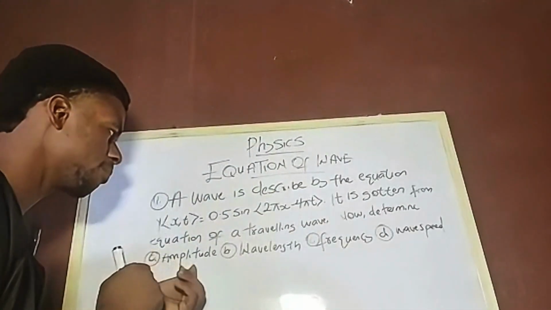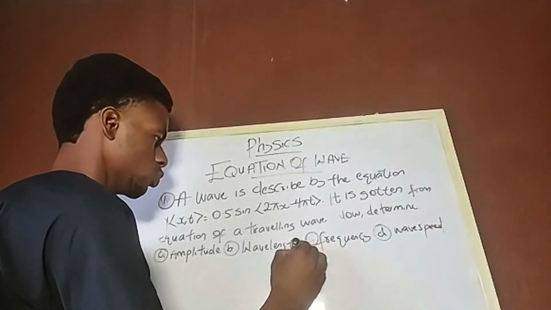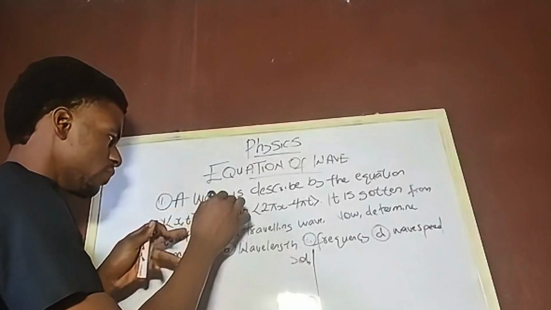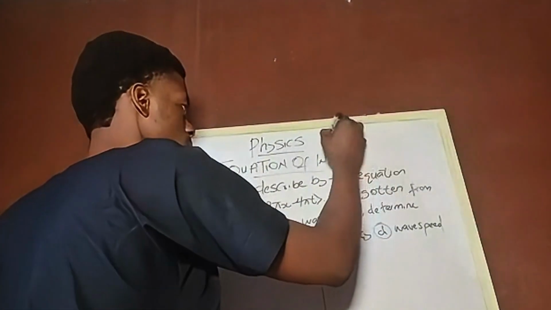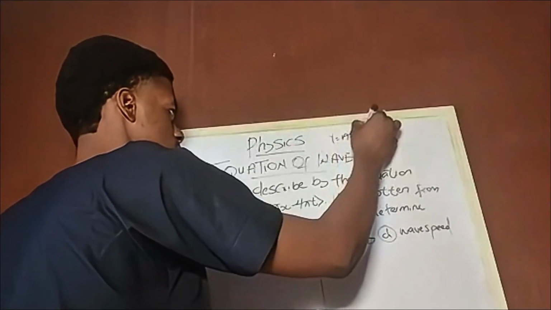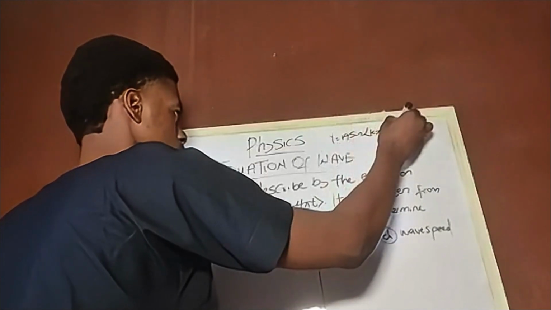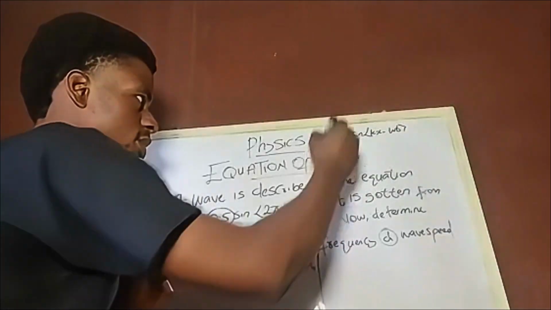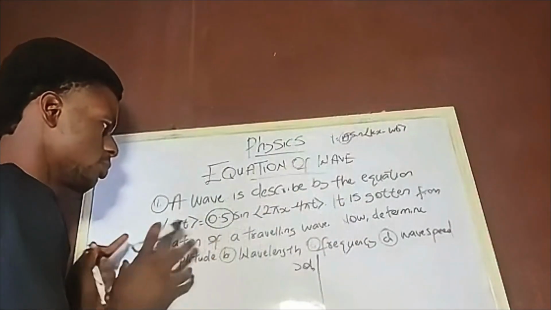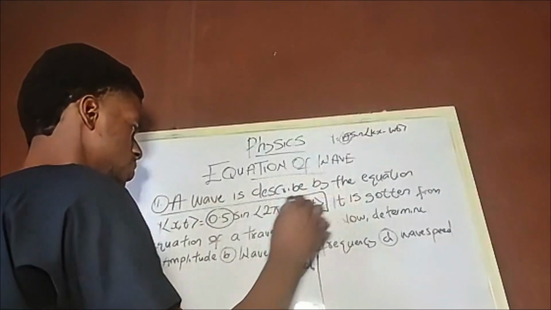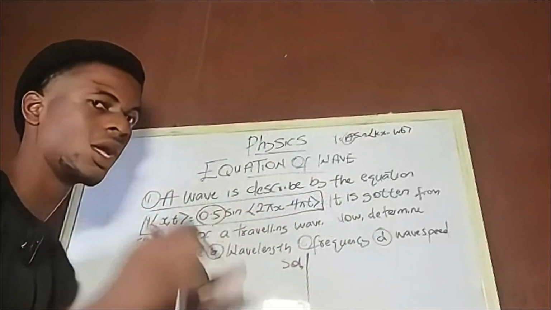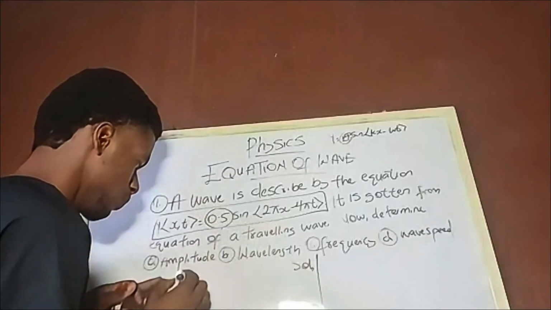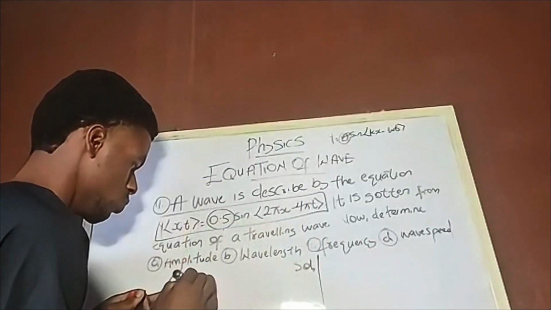Now, first of all, the amplitude solution. The amplitude is 0.5 because from the equation y = A sin(kx - wt), this A is your amplitude. So any number that is here is your amplitude. You don't need any calculation. This is your amplitude. So A is 0.5.